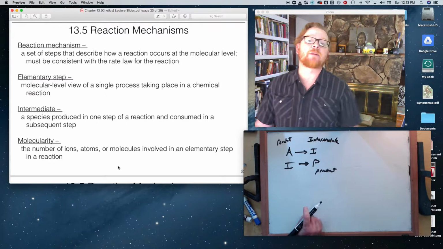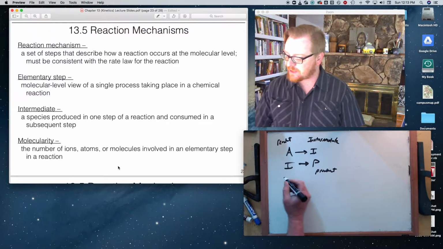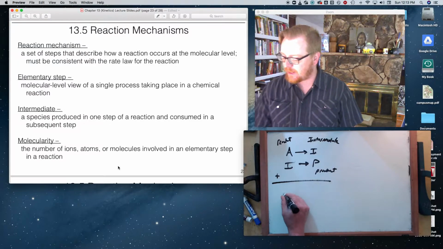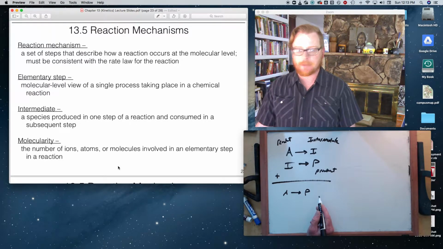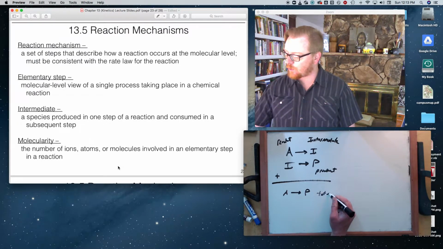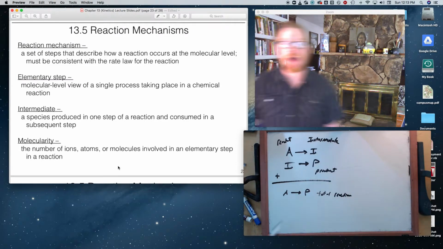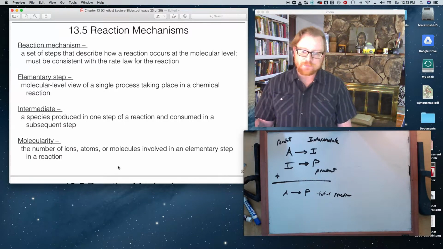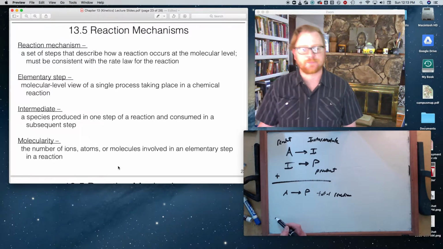And then the molecularity is the number of ions, atoms, or molecules involved in an elementary step. So if we know it's an elementary step, then we can actually use the stoichiometry of the reaction to get the order. So for example, if I balance this whole reaction, the intermediate cancels, and it just looks like A goes to products, okay? So this would be my total reaction, and then this is my mechanism, these two individual steps. So the mechanism has to be consistent with the overall reaction. The mechanism has to add up to the total reaction.